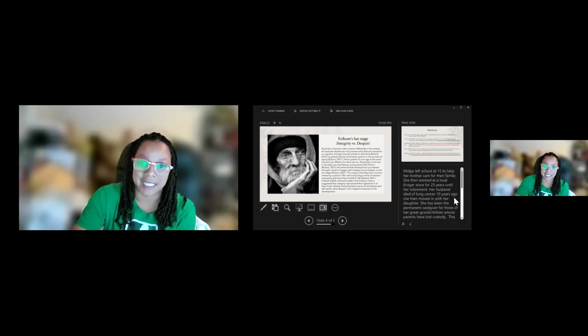Erikson's last stage, integrity versus despair. Psychiatric disorders often present differently in the elderly. For example, depression may present with physical symptoms or cognitive changes that are similar to dementia. A gradual decline of all body systems is the process of aging. These symptoms do not age at the same rate and are different for each person.